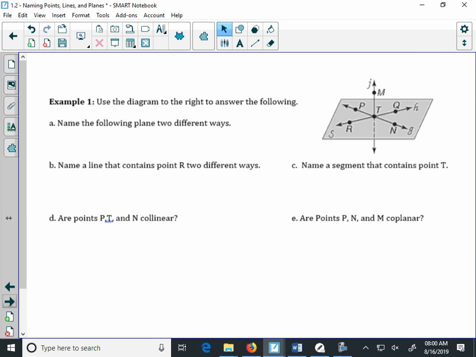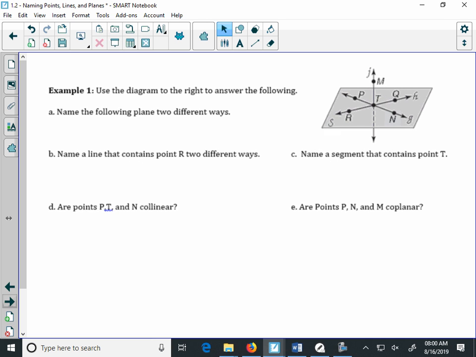Okay, let's practice this. We're going to use this diagram to answer the following. Name the following plane in two different ways. So it's telling me to name a plane. So I'm going to write the word plane. Plane what? What's one way we can name this? Who has an idea how we can name this plane? Plane S. Very good.